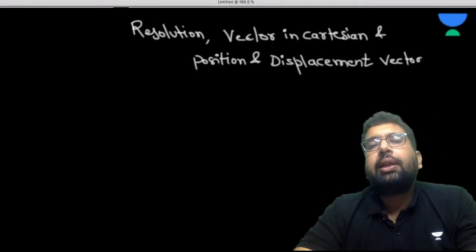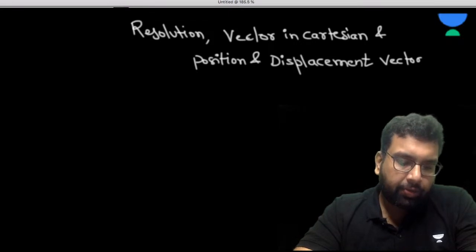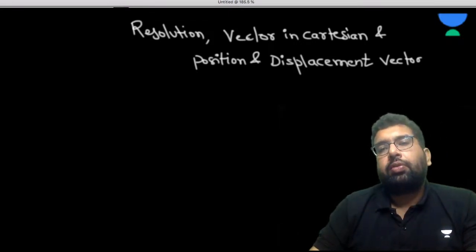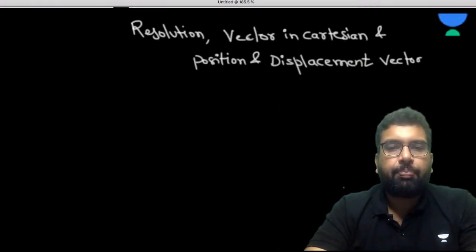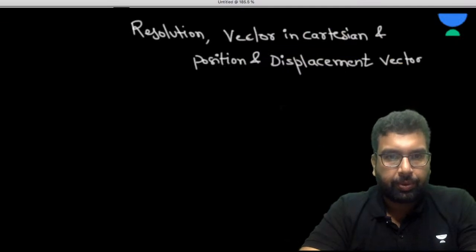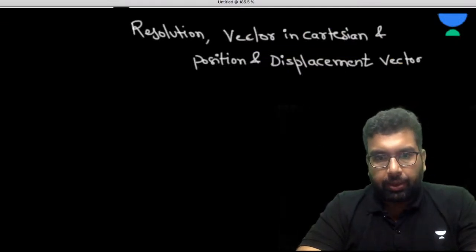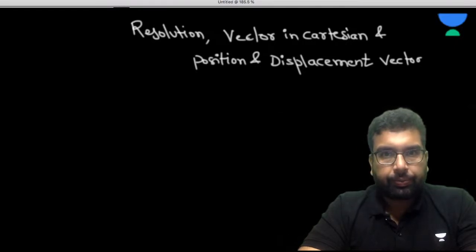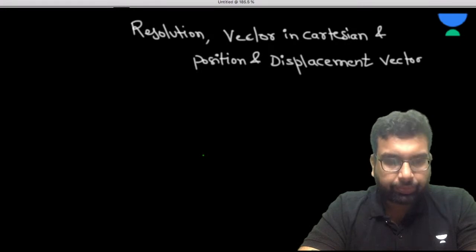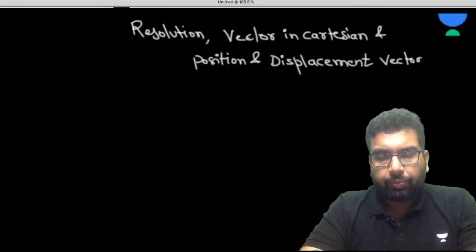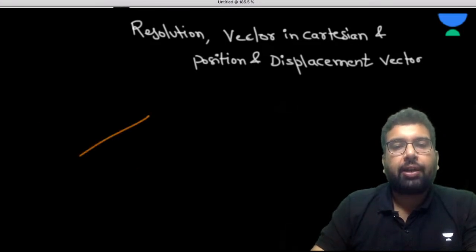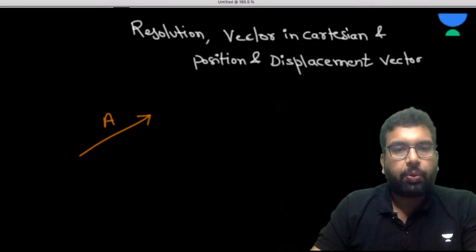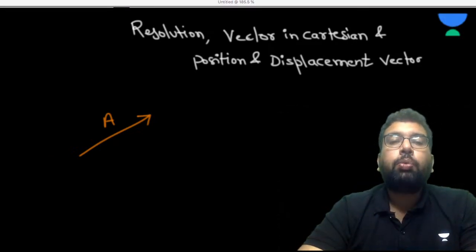Okay, so this is basically the second part of the vector that is very, very important. So resolution of vector in Cartesian, position and displacement vector. Very important, very useful, and very simple also. Now please observe. Let's suppose we are having a vector A.